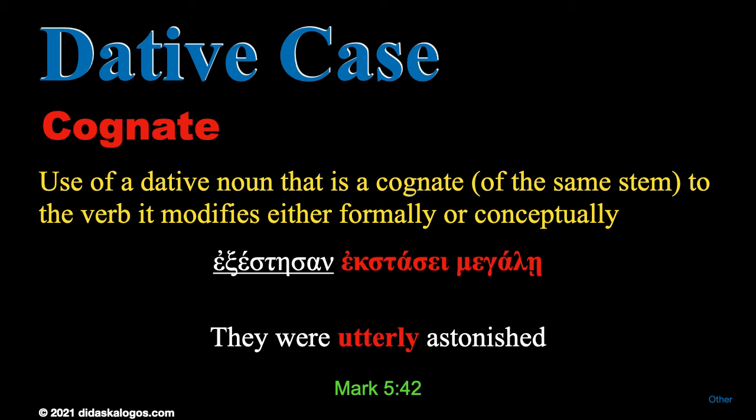Another is the cognate dative, where the dative noun is a cognate of the same stem as the verb, it modifies either formally or conceptually. Exestesan ekstasei megale. They were astonished with a great astonishment. They were utterly astonished.